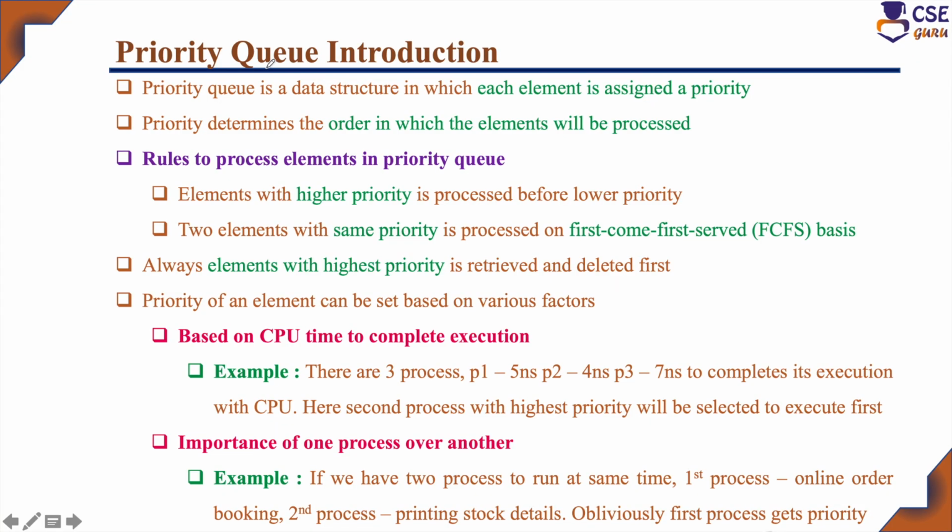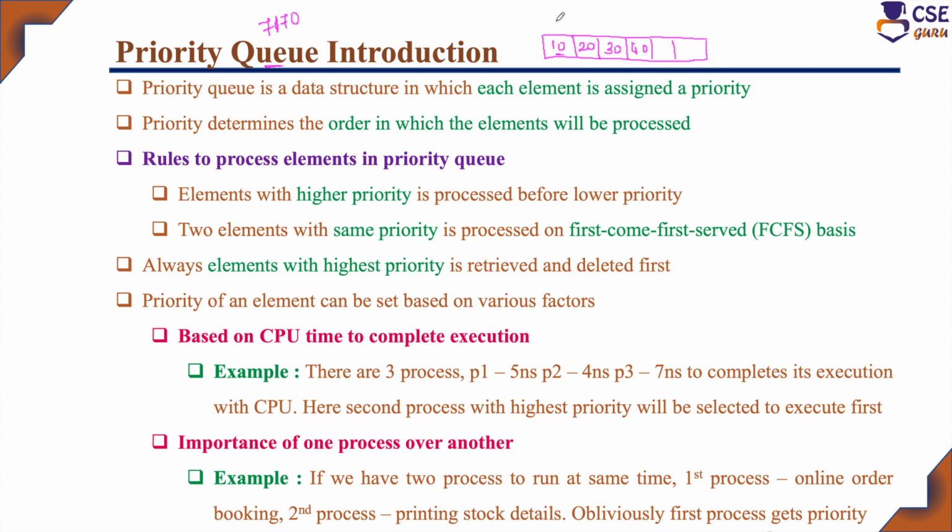So what do you mean by queue data structure? Queue is a FIFO data structure, that is, first in, first out. The first element inserted into the queue is the first element deleted from the queue. For example, if you are considering this as the queue data structure, the first element inserted will be the first element deleted from the queue.